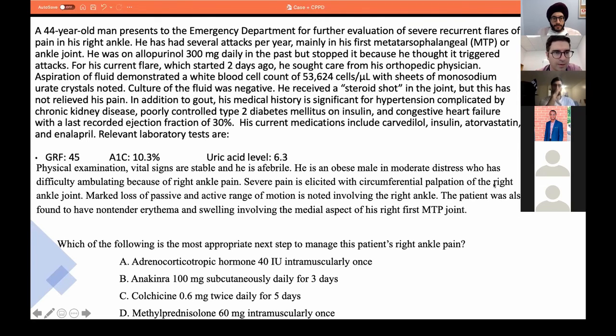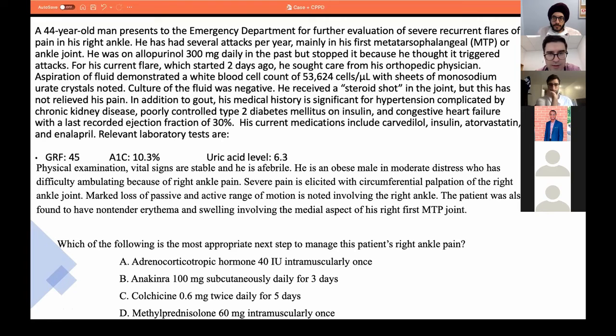Right. So we have a question now. We have a 44-year-old man who presents to the emergency department for further evaluation of severe recurrent flares of pain in the right ankle. He's had several attacks per year, mainly in the first MTP and ankle joint. He was on allopurinol, 300 milligrams daily, in the past, but stopped it because he thought it triggered attacks. For his current flare, which started 2 days ago, he sought care from his orthopedic physician. Aspiration of fluid demonstrated a white blood cell count of 53,624, with sheets of monosodium urate crystals noted. Culture of the fluid was negative. He received a steroid shot in the joint, but this has not relieved his pain.